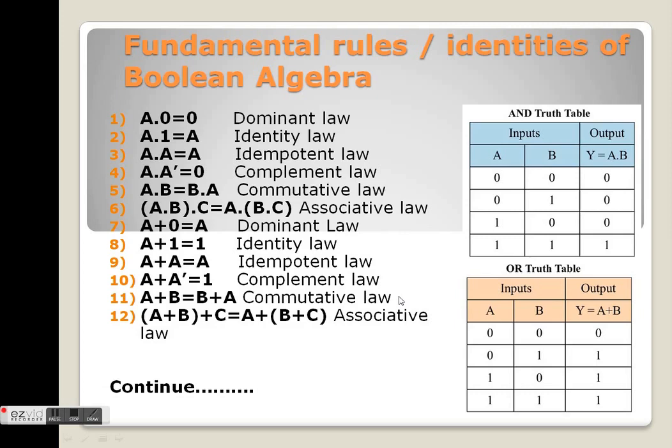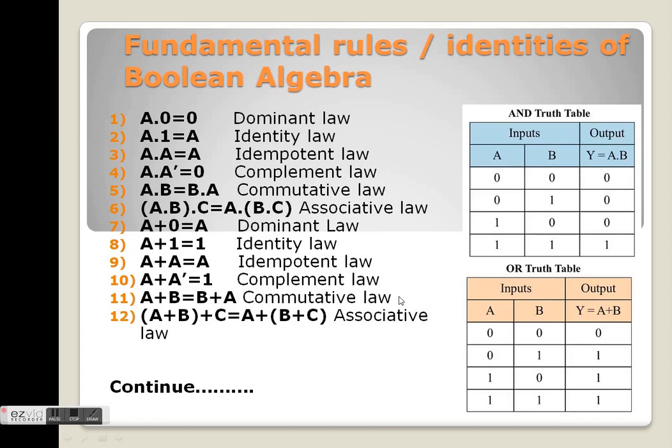The second identity is A AND 1 is equal to A. It means that when we apply AND operation between any binary variable with 1, we will get the same variable in the result. We can also verify this from the truth table of AND. It shows that whatever the value of A, if the value of B is 1, then the result will be same as the value of A. This rule is known as identity law.